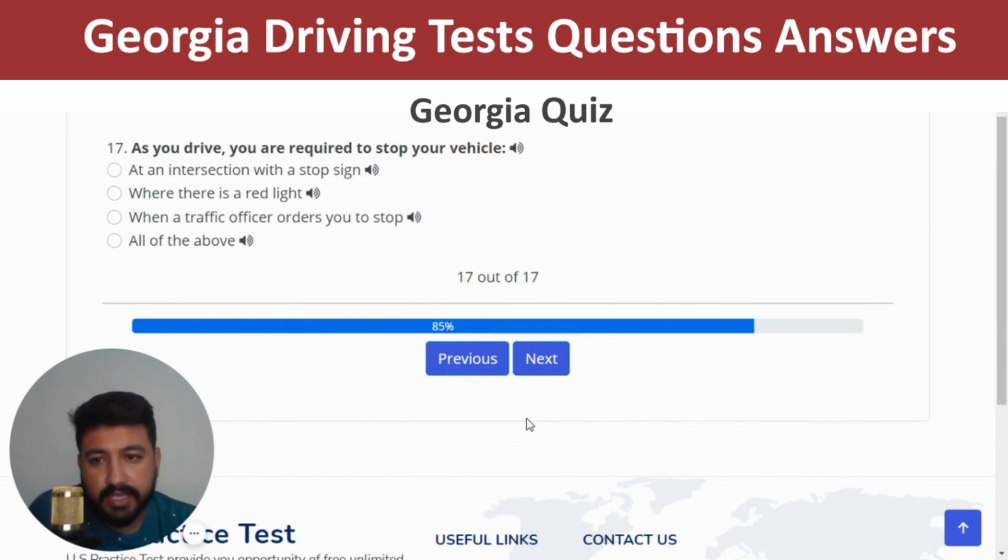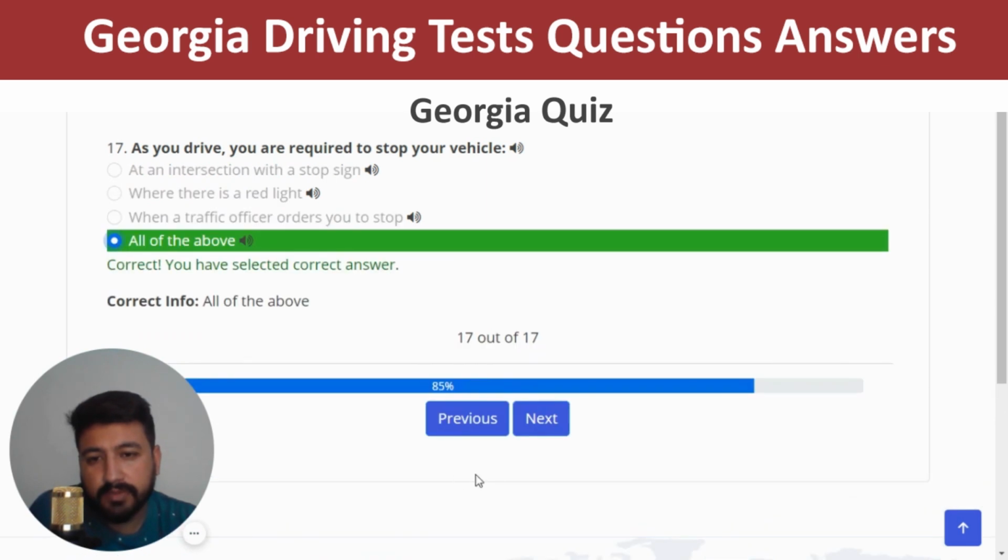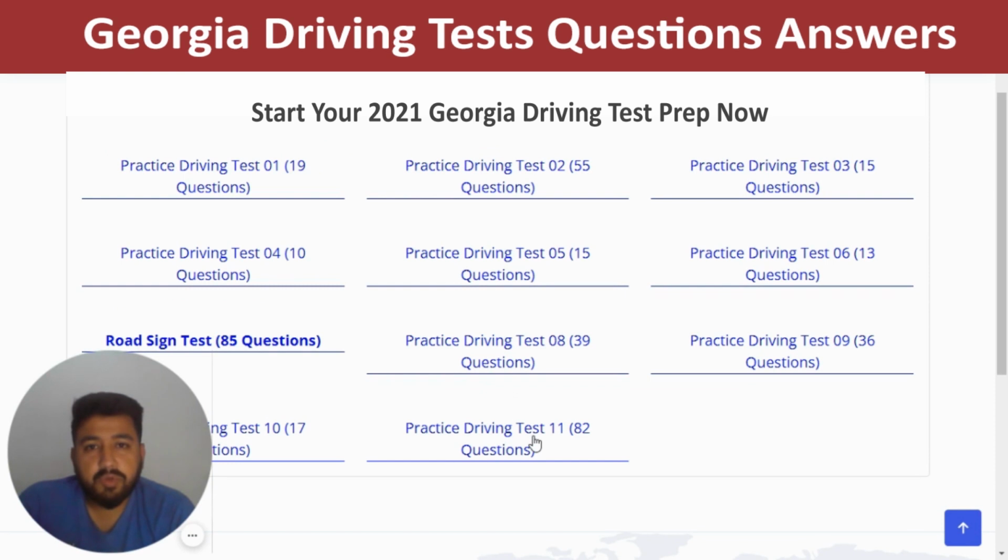The last question is, as you drive, you are required to stop your vehicle. So you can read the first option and you will realize that the final answer is the right one, which is all of the above. So I'm going to click on the last option. Yeah, this is the correct one. This is the end of the second last quiz. So it's time to move to the last quiz, which is number 10 actually.